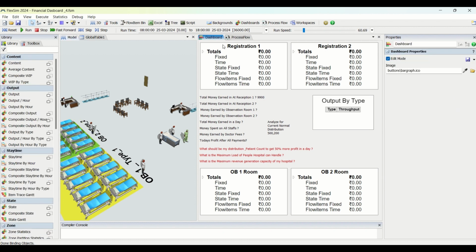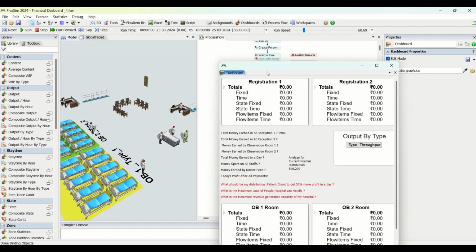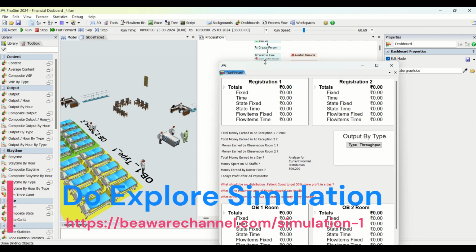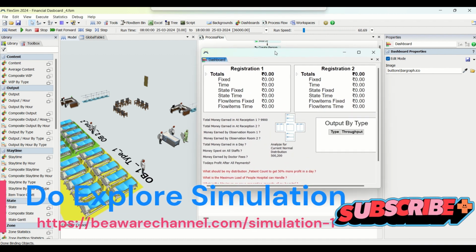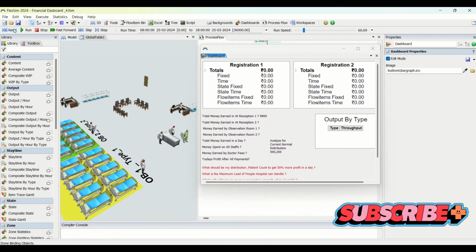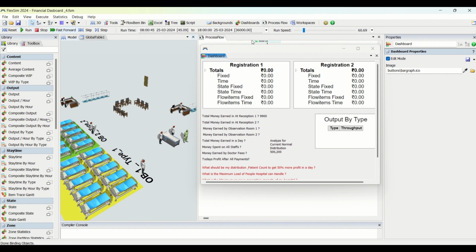So now what we are going to do is find out how much revenue will be generated. I'm resetting the simulation model and running it, so you would be able to see. Now let us look at the runtime. Let us have it converted to, say, 10 hours.